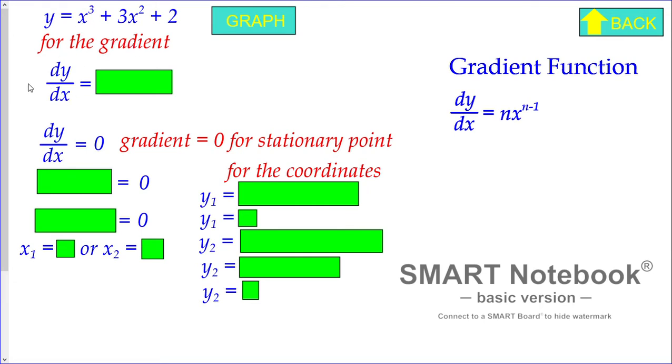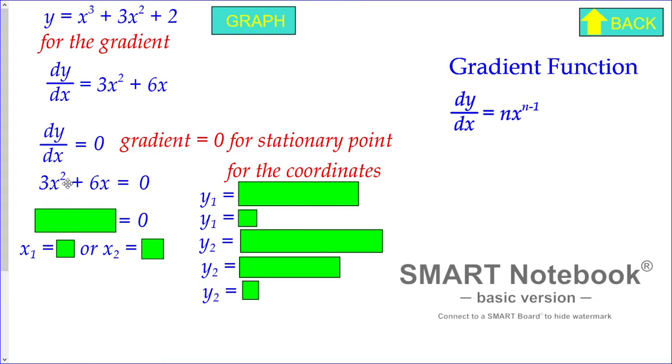So first we find the derivative. Bring down the 3 and take away 1 from the exponent. So that's 3x squared plus 2 times 3 is 6 times x, and the 2 drops off. So we end up with 3x squared plus 6x. That's our derivative. Where is the gradient 0? Well, we need to set our gradient function equal to 0: 3x squared plus 6x equals 0.